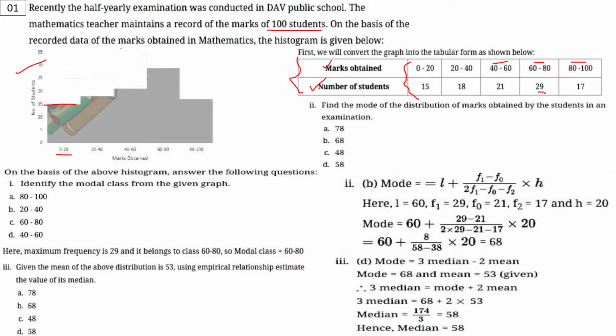Very nice. So now are you ready to give the answer? Read the first question. Identify the modal class from the given graph. Is it easy to find out from the histogram, or from this table? From tabular form, because the greatest frequency is 29. So what is your modal class? 60 to 80. Which option is correct? C. Very good answer.